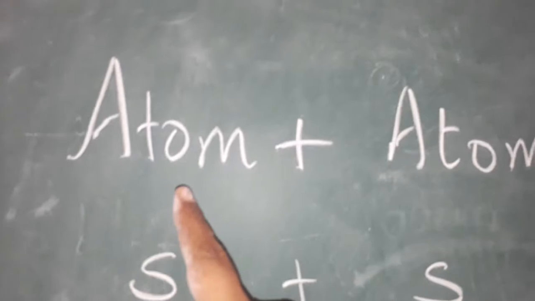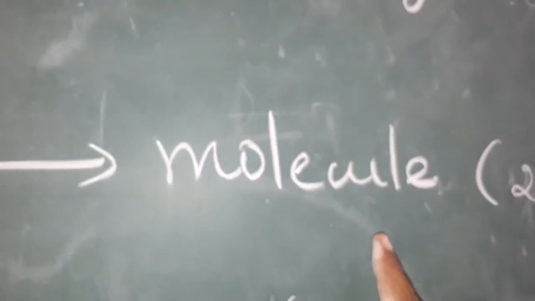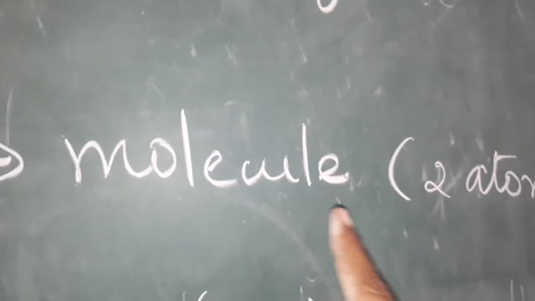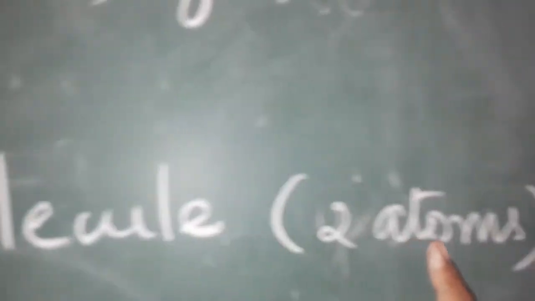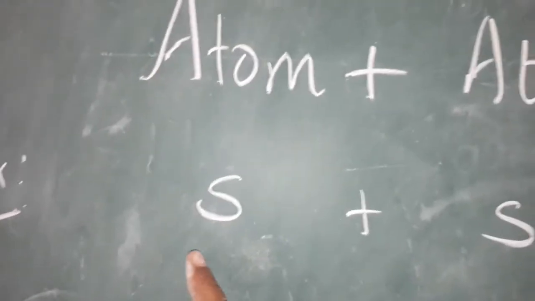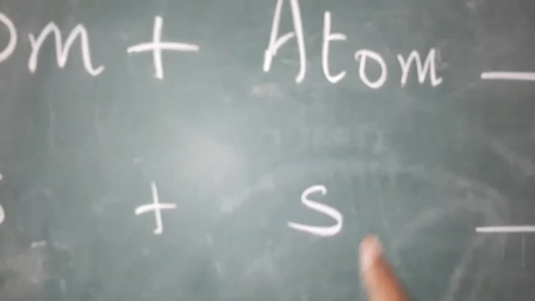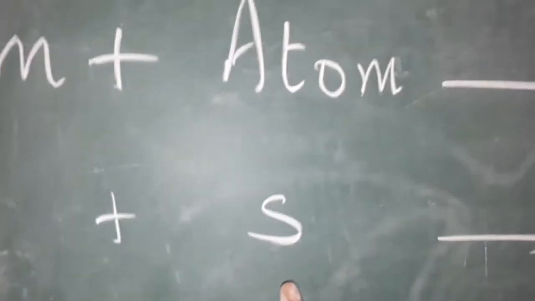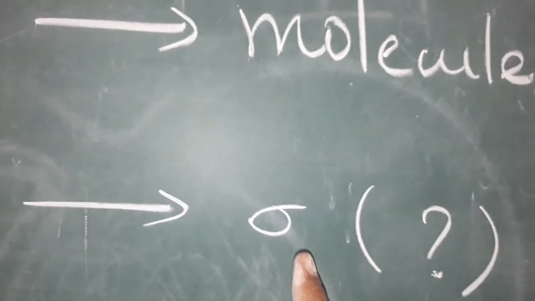The next one, first of all, atom. One atom combined with another atom forms the molecule. We know well, molecule means how many atoms join? Two atoms. So this molecule will possess 2 atoms. Now suppose one atom has an s orbital, and another atom also has an s orbital. What will happen? The two s orbitals joining together form sigma. Through valence bond theory we know that sigma.